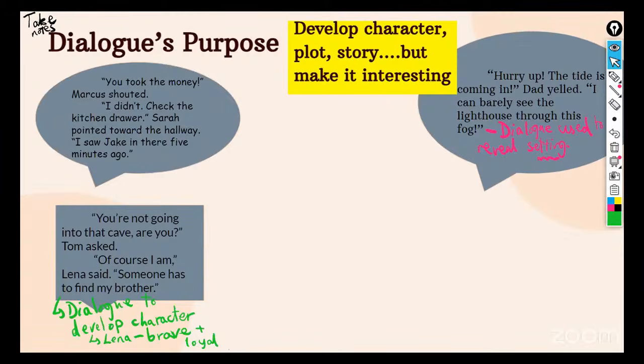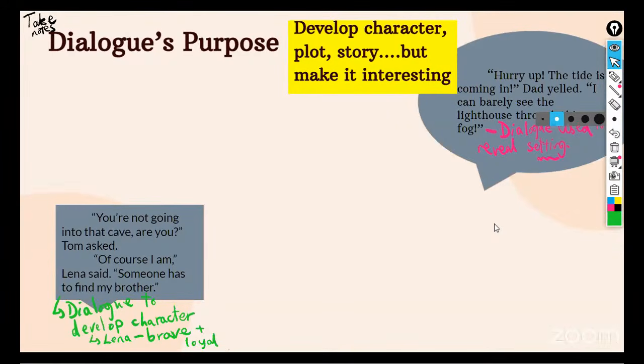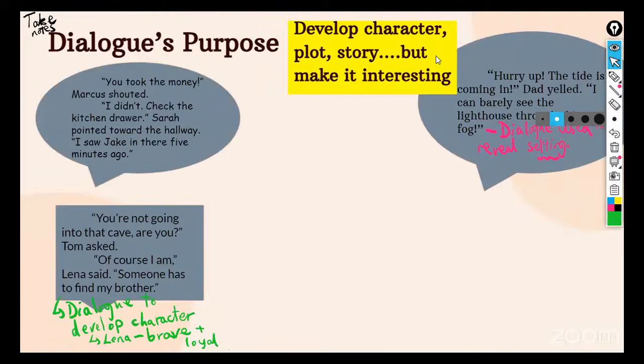You took the money, Marcus shouted. Right. You took the money, Marcus shouted. I didn't. Check the kitchen drawer. Sarah pointed toward the hallway. I saw Jake in there 5 minutes ago. Looks like Jake is the real culprit.